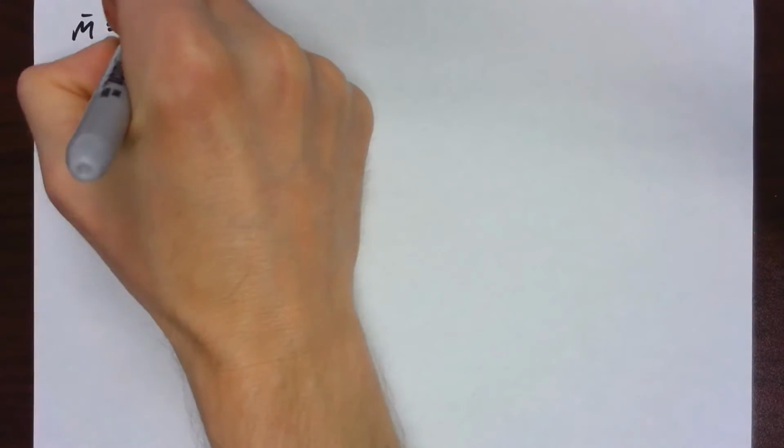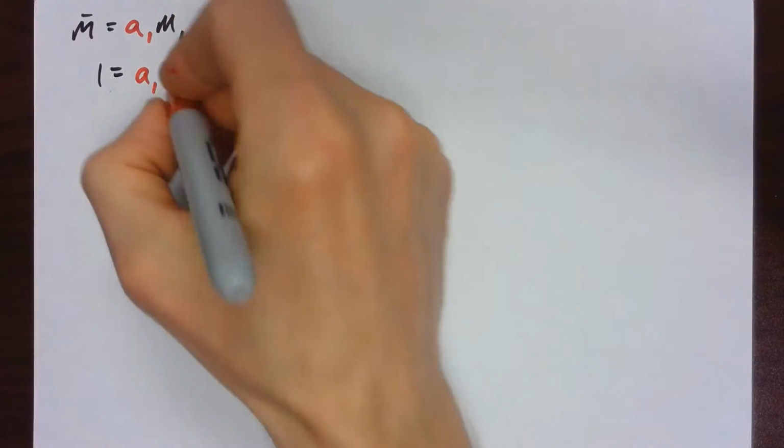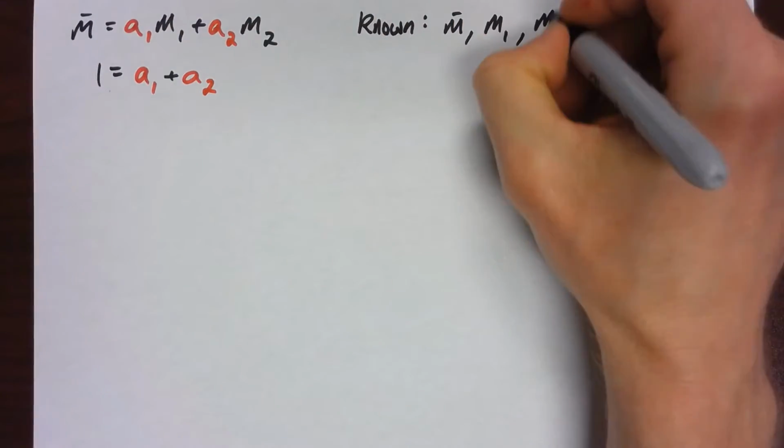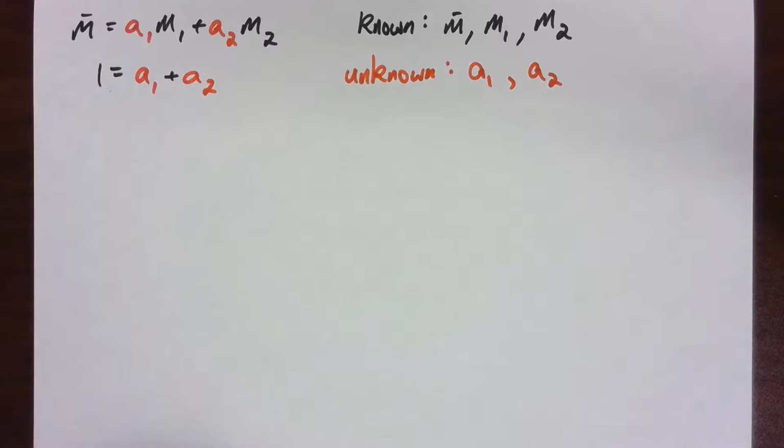In this video, we're going to look at solving two equations with two unknowns, and in this case, we're looking at an average mass problem, which is a common problem in chemistry where you have two isotopes, isotope 1 and isotope 2, with masses m1 and m2, and there's an average mass, which is m bar.